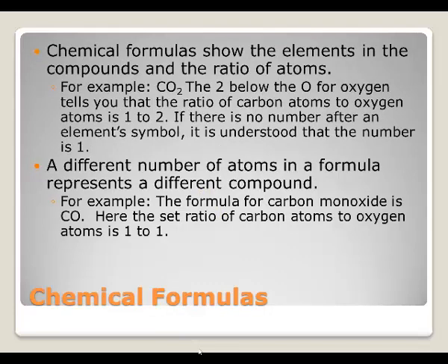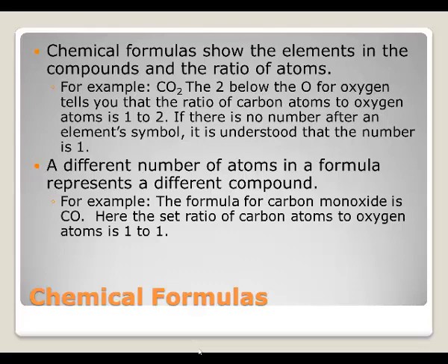Chemical formulas show the elements in compounds and the ratio of those atoms. For example, we saw CO2. The 2 below the O, for oxygen, tells you that the ratio of carbon atoms to oxygen atoms is 1 to 2. If there is no number after an element symbol, it's understood that the number is 1.